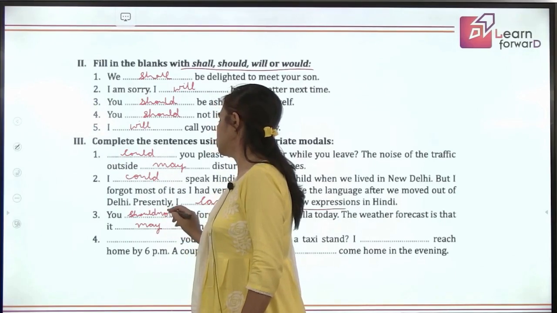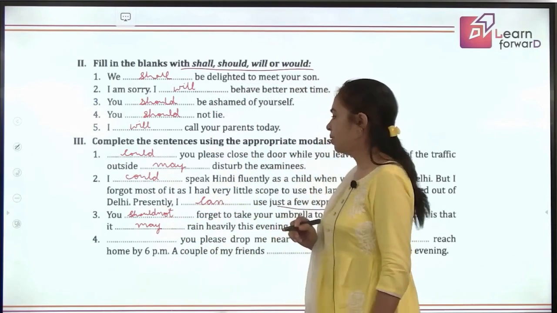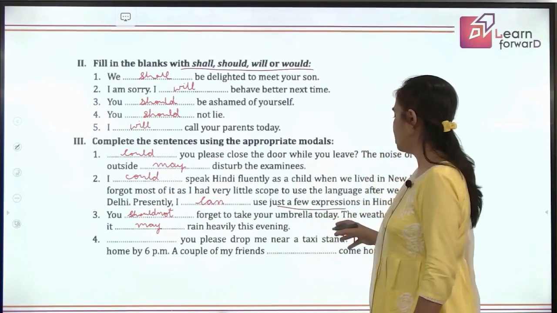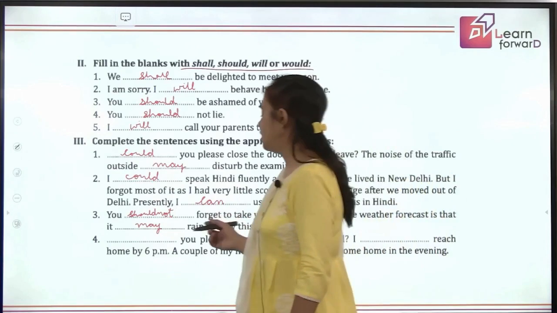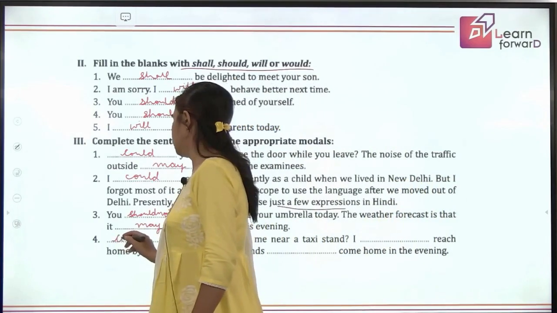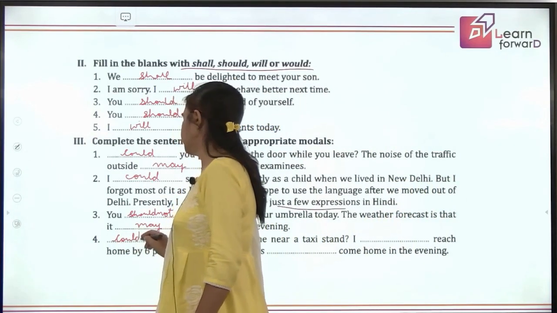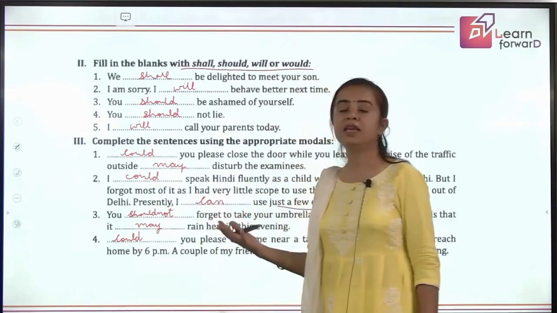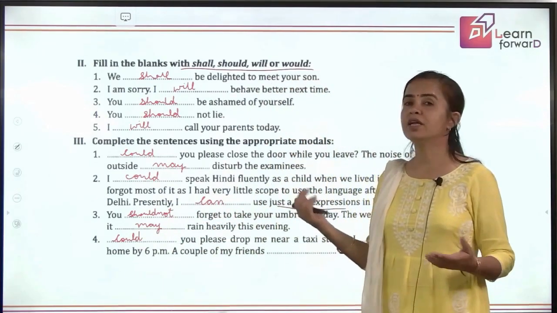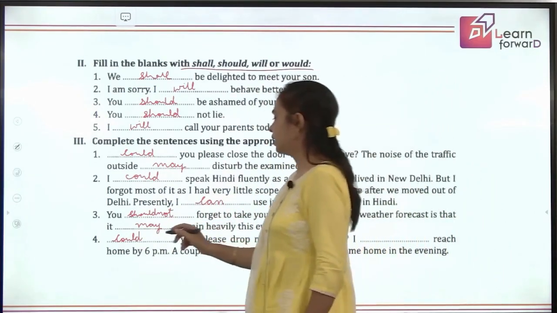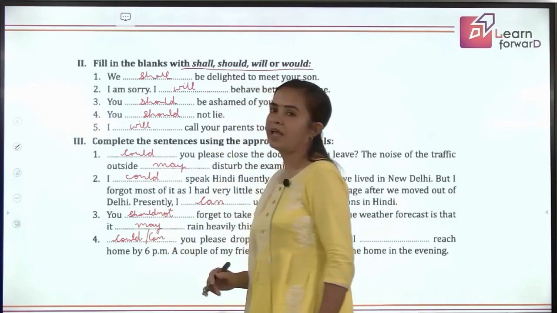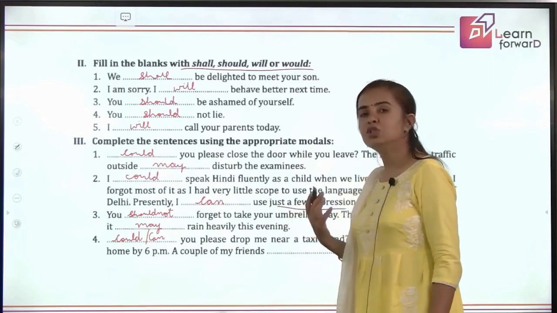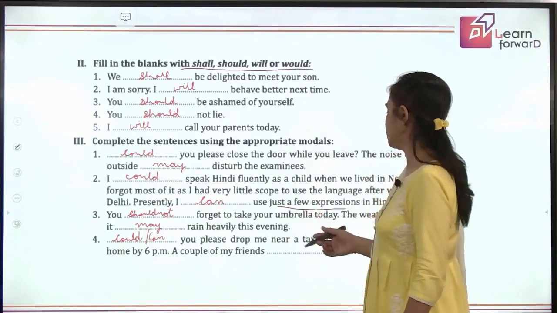It's your suggestion, right? Coming to next. Dash, you please drop me near a taxi stand. Now again it's a polite one. It should be could. And if you are talking to somebody in an informal way, then you can say can also. So both are correct. Suppose you are talking to some colleague, some friend, then you can say can. So please is just you are showing your politeness, you are requesting.